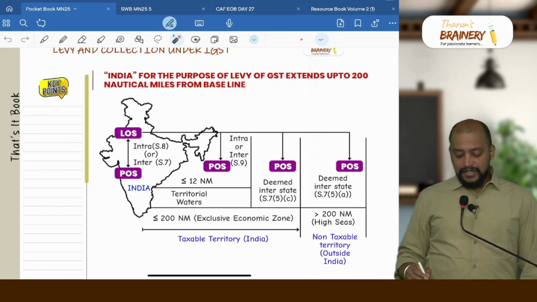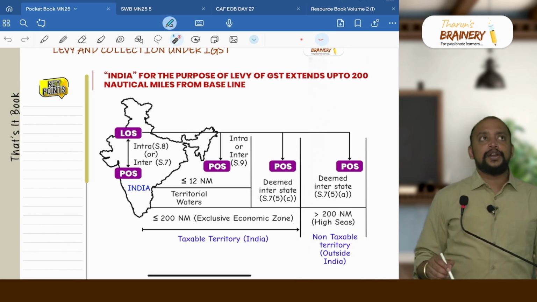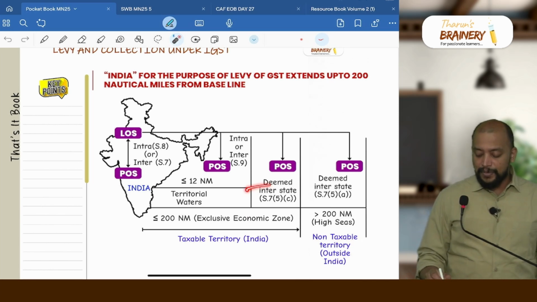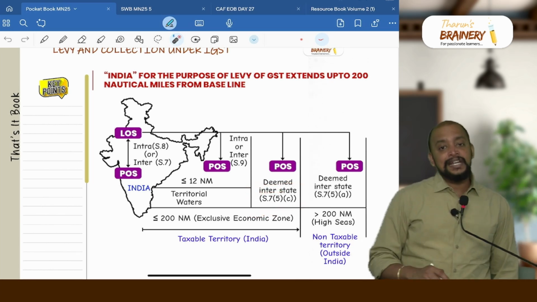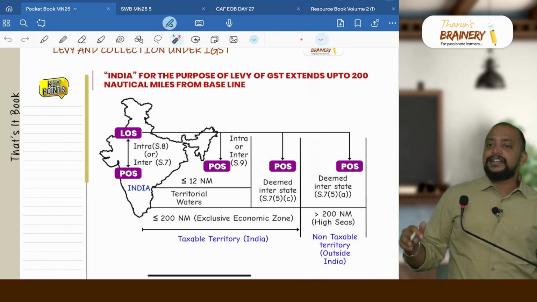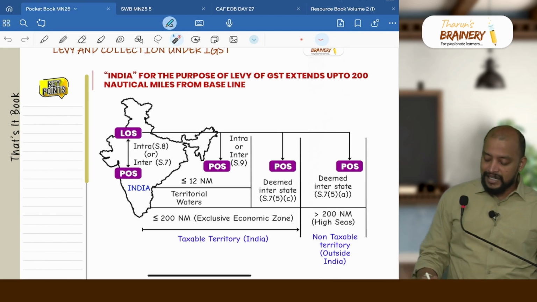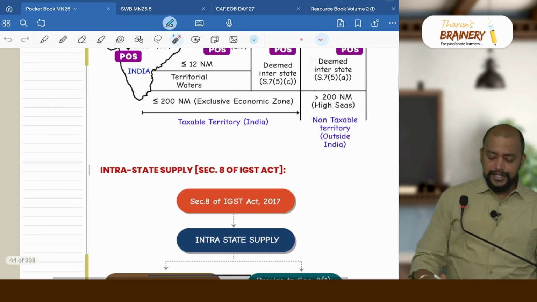Then next, suppose the supply takes place beyond 12 nautical miles and up to 200 nautical miles, then in that case it will be deemed interstate as per 7.5c. If the supply takes place beyond 200 nautical miles from the baseline, then it is supply outside India. So place of supply outside India, then it is deemed interstate under 7.5a. So these are the aspects related to this definition.